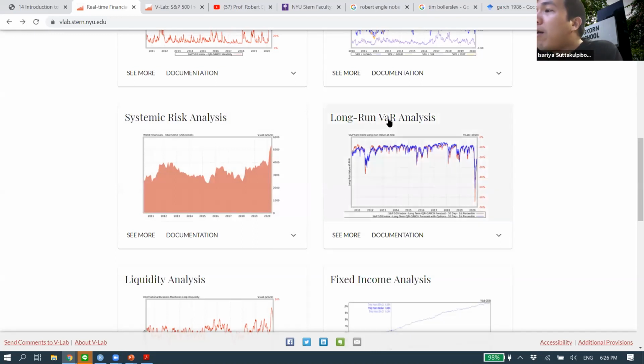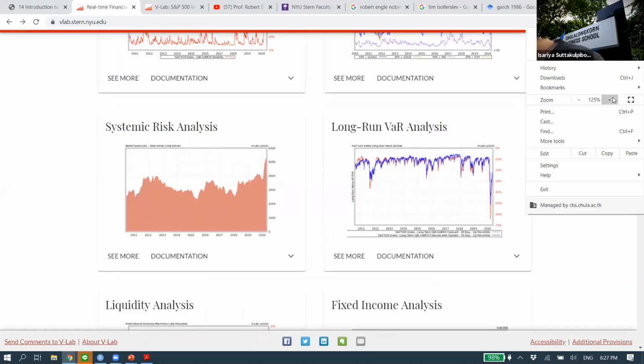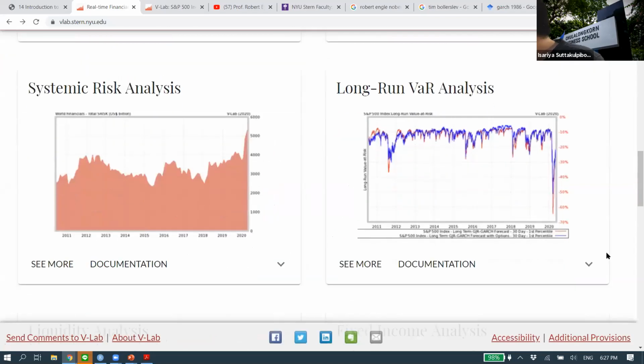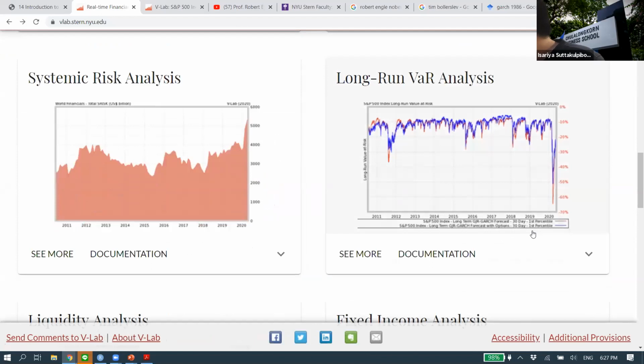Long run value at risk. This is value at risk, right? They measure value at risk in the long run as well, in each stock market. If you're familiar with value at risk from the previous class, this shows what the likelihood is of you getting hurt. Let me look at the percentile right here. Can I zoom in a little bit? This is the first percentile according to different models, and this is only for the S&P 500 index.